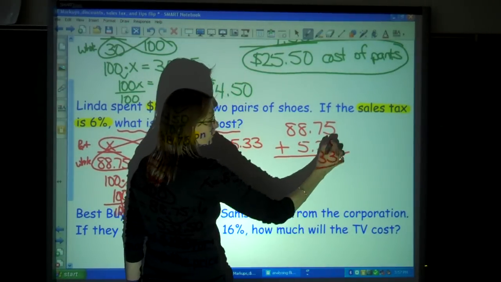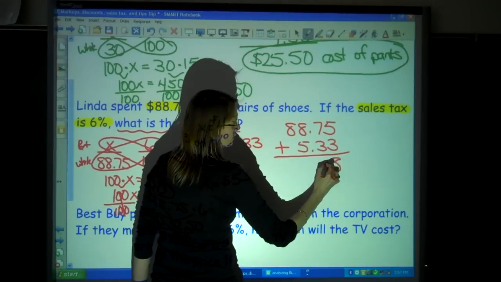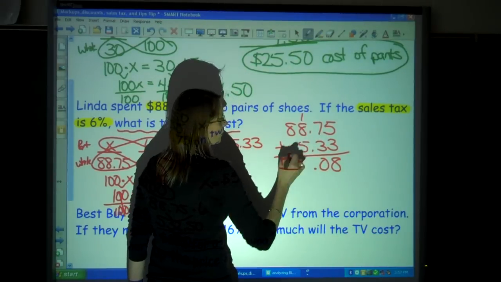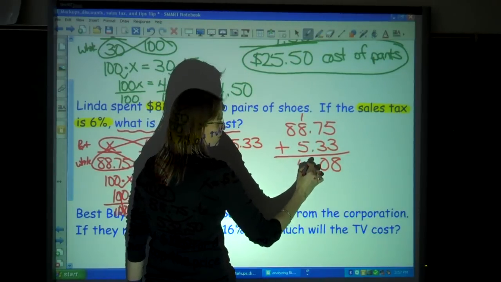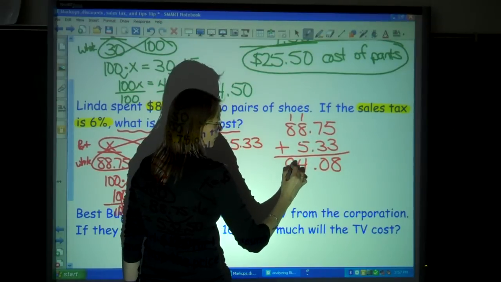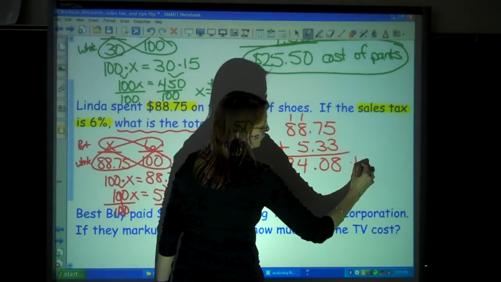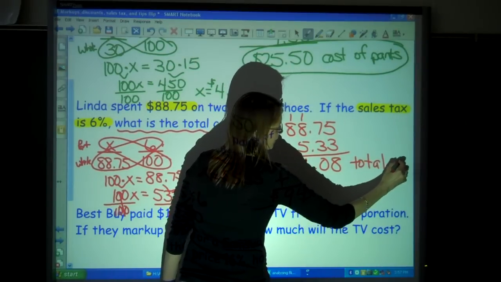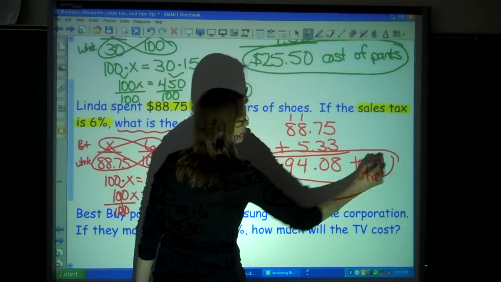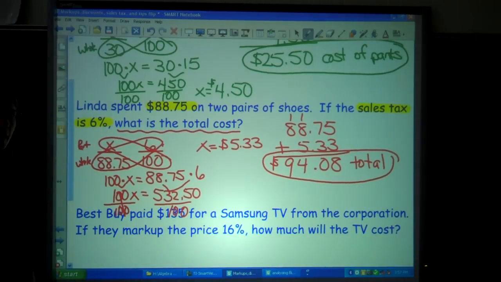And this one I'm going to do right here on the board. 5 and 3 is 8. 0. Carry my 1. 8, 9, 14. Carry my 1. And there we go. So it's $94.08 for the total, including my 2 pairs of shoes and my sales tax. I'm going to pay $94.08.